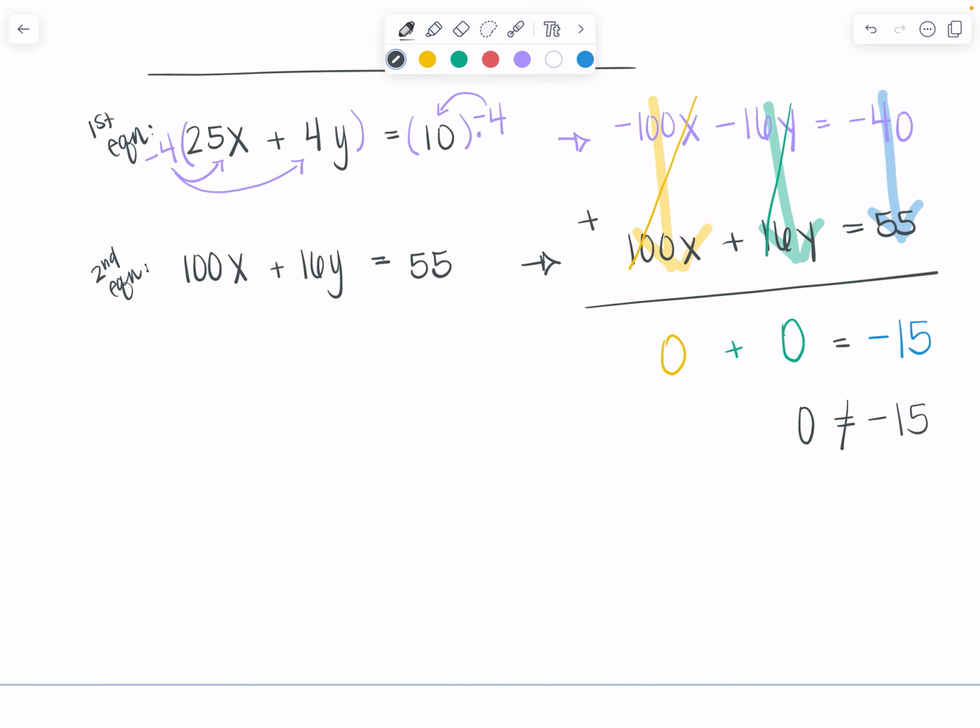And so because my variables have canceled out altogether and I was left with a false statement, my final answer is going to be no solution.